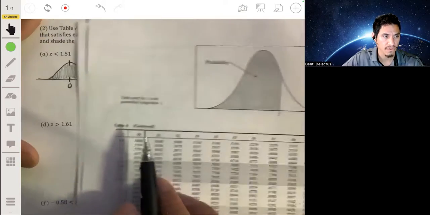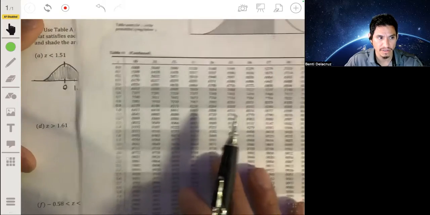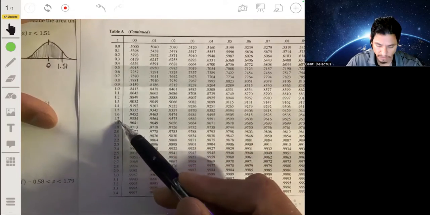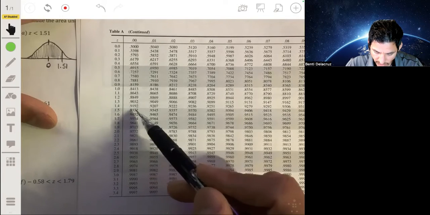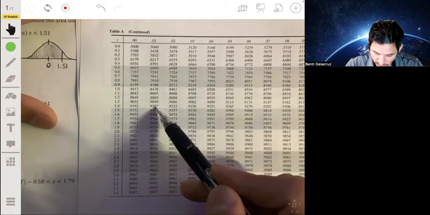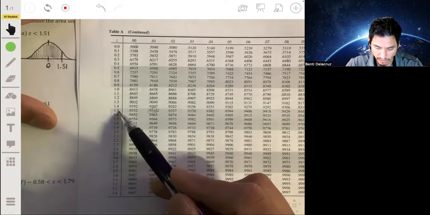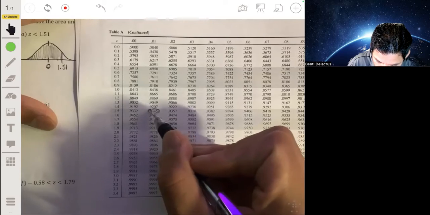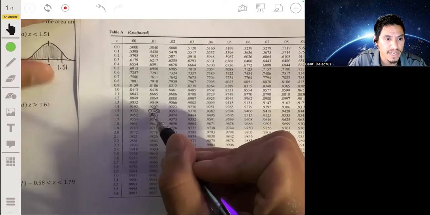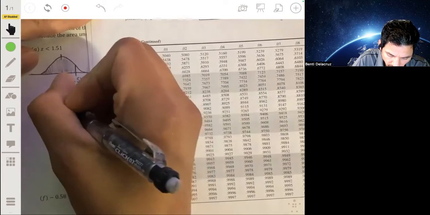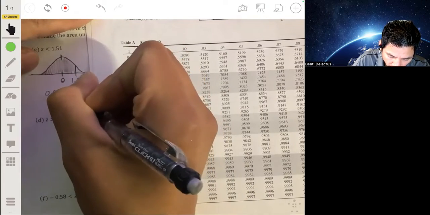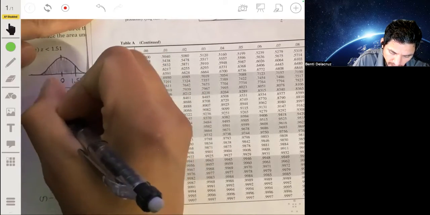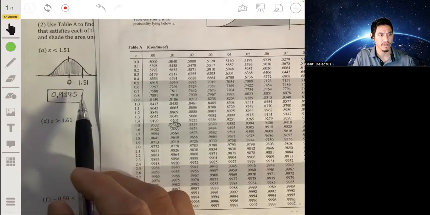we're going to first look for 1.51 in our z table. It goes in increasing order as you go downward. So this would be 1.50, and this would be 1.51, because you have the 1.5 and the 1 in the hundredths spot here. So this is saying that there's an area of 0.9345 to the left of 1.51. You can also say 93.45% of the total area.